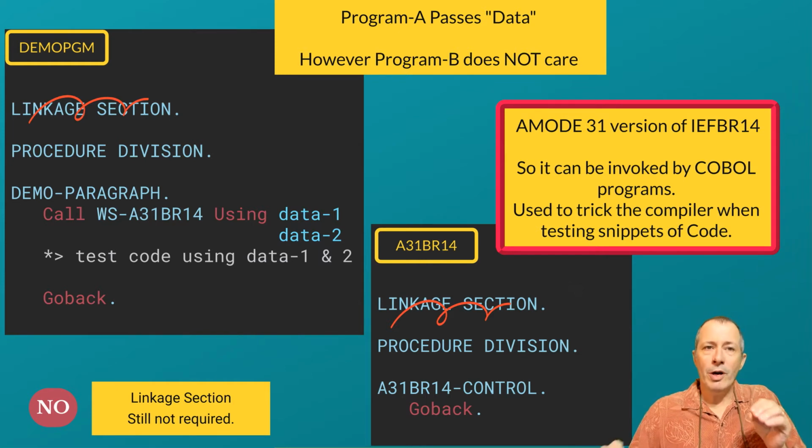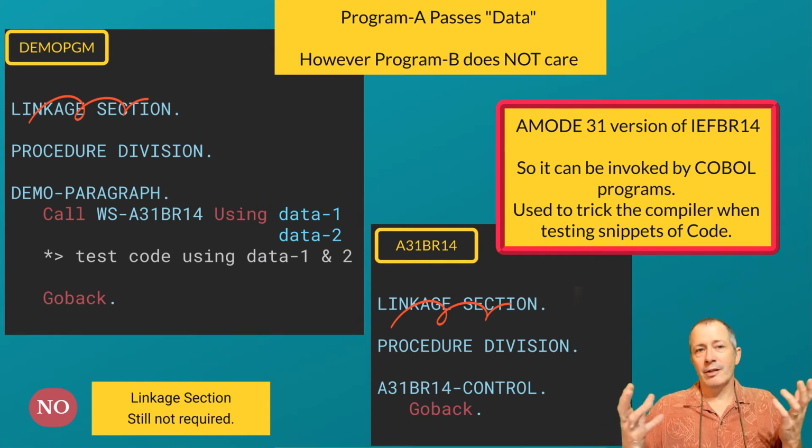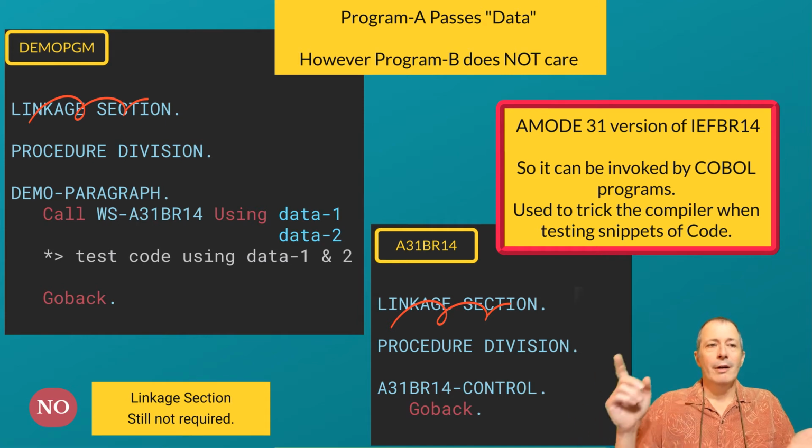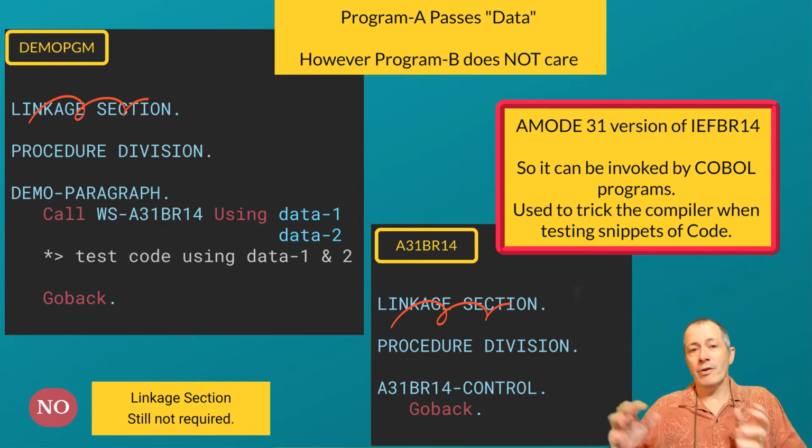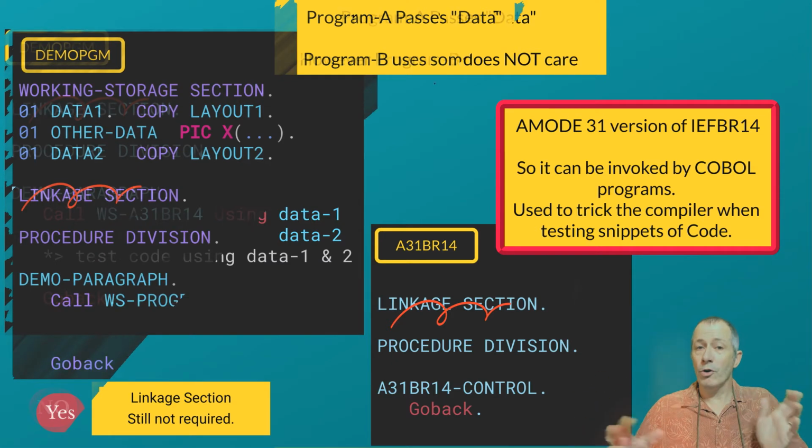To answer the question, is the linkage section required when program A passes data to program B? No, it is not. If program B does not care about the data, the linkage section is not required. In the case of A31BR14, it purposely does not care if data is passed or not.